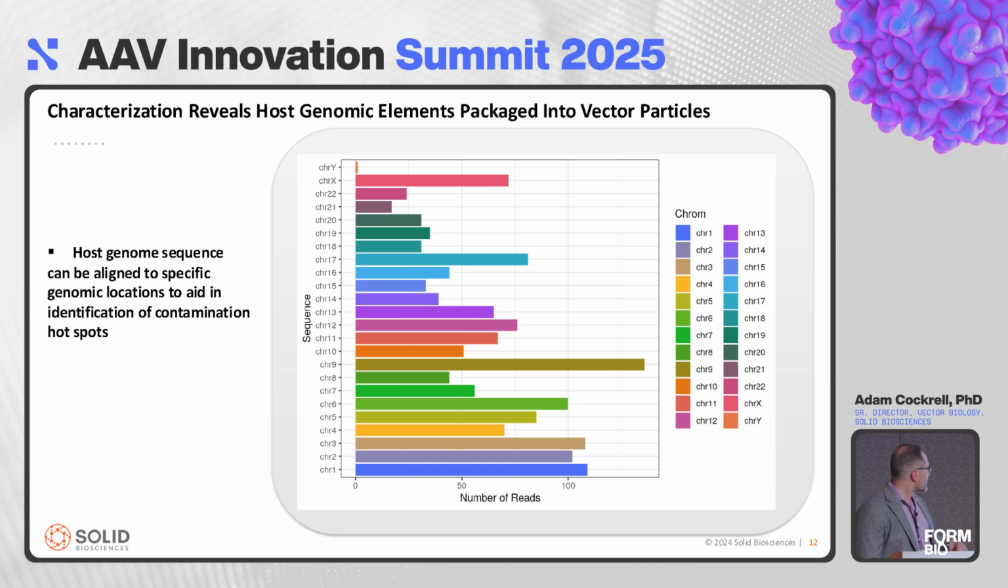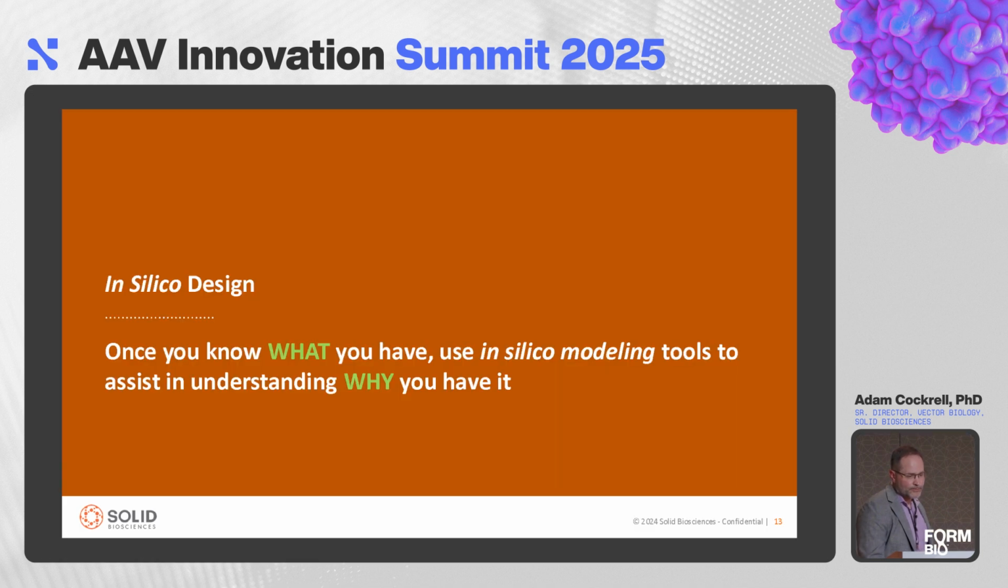Similar to what I think Phil had mentioned already, you can get a good picture of the host genomes that are being packaged, and these are being mapped. FormBio software helps us to map these to various chromosomes, and specifically we can get an idea if there's specific genes, so we can know if there's particular hotspots that are being packaged from the host cell genome.